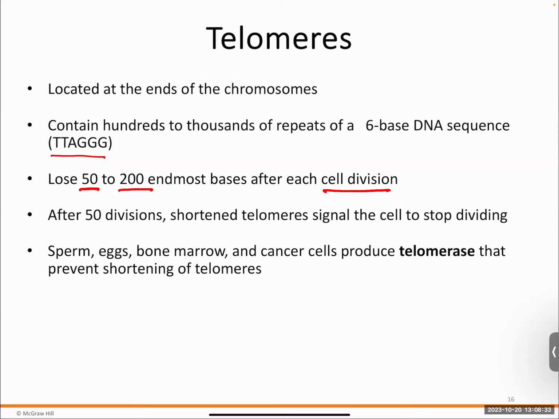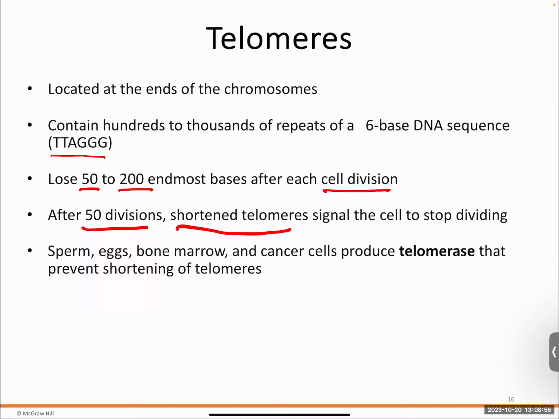Now, after 50 divisions, and again, this is not the average number per se, the shortened telomeres basically say, okay, we have done enough. This cell cannot be used during the process of cell division, and we need to stop dividing. So that marks the end of it.